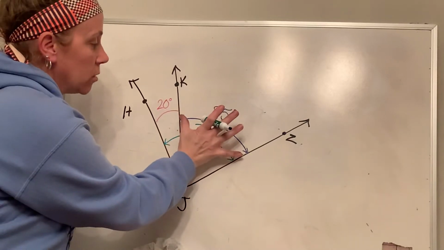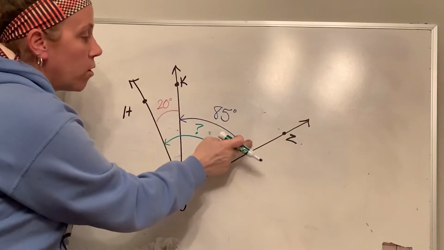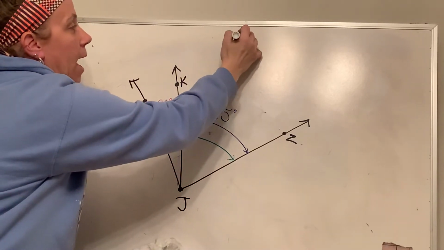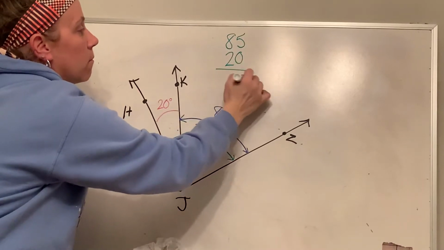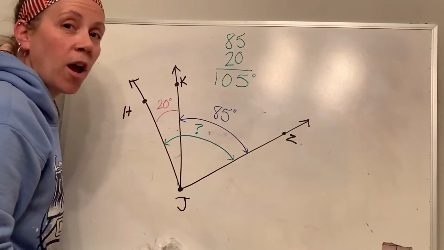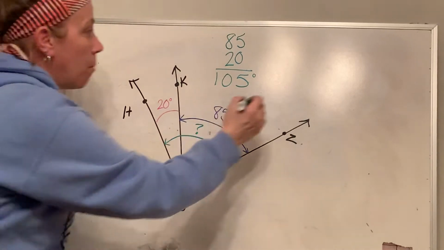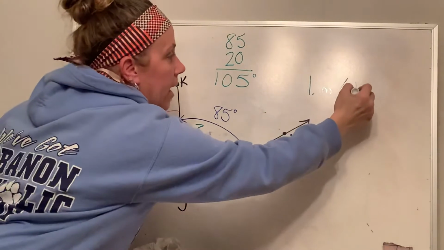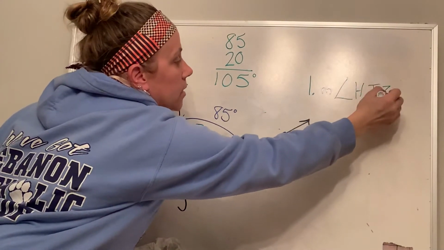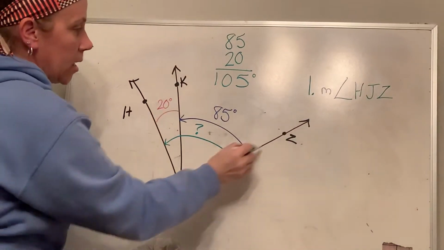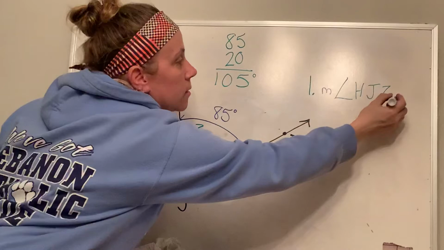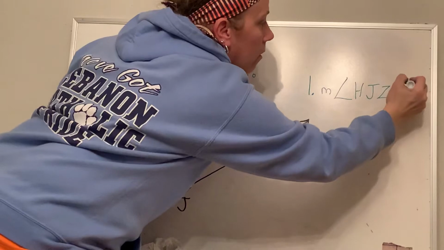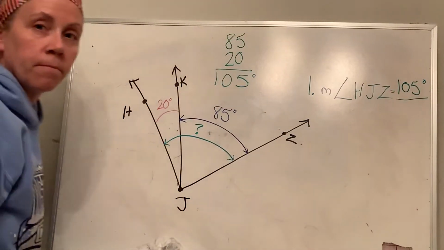So how would I figure that out? I know this much. I know this much. So in order to figure out the whole thing together, I got to add 85 and 20 together. So I'm going to add 85 and 20. And I get 105 degrees. So up there on number 1, it says the measurement of angle HJZ is, and it has a blank there, and you would put in 105 degrees. Good, good?